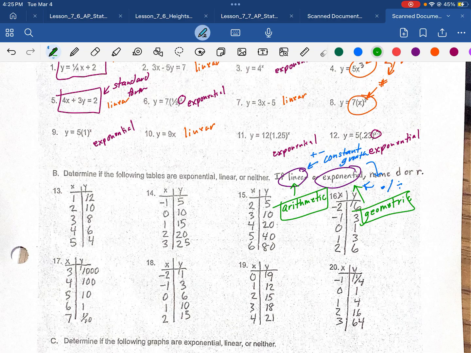Now, when we're talking about arithmetic, whatever we're adding or subtracting, we label as the difference, so D. And so that will be whatever you plus or minus, and then R is your rate, and that's whatever you multiply or divide. So that's a lot of vocab for your Thursday.